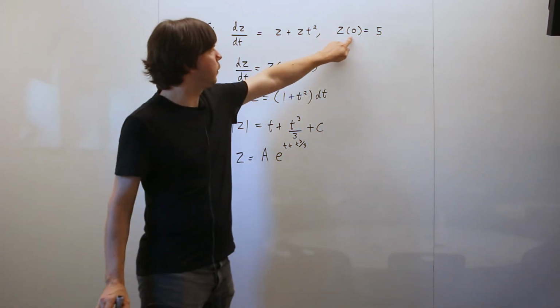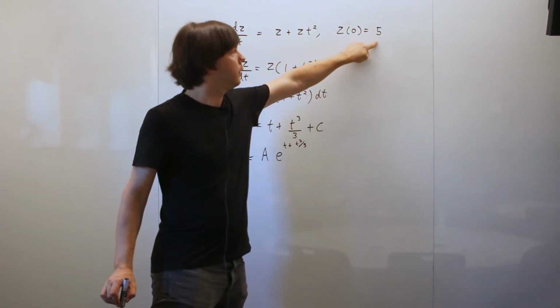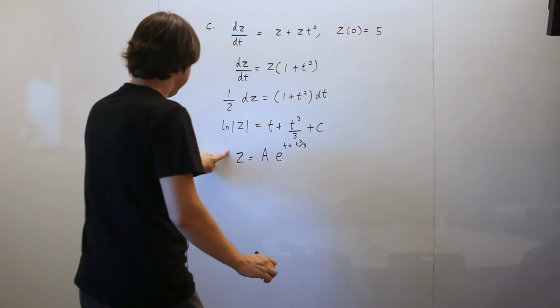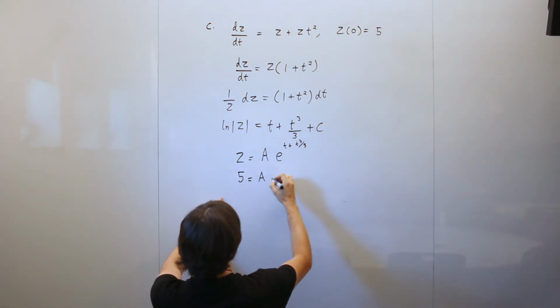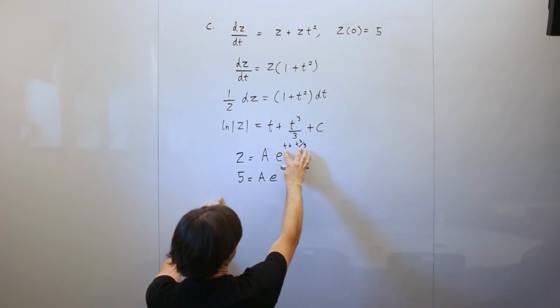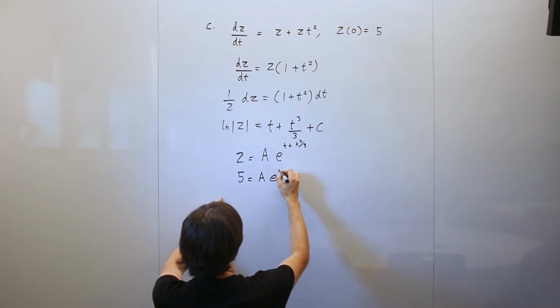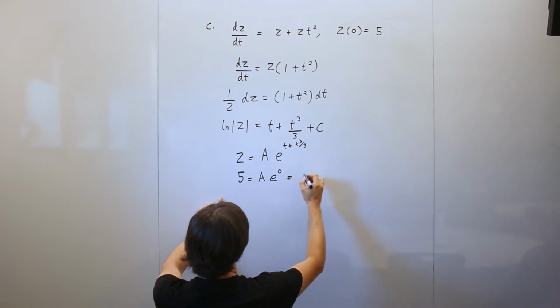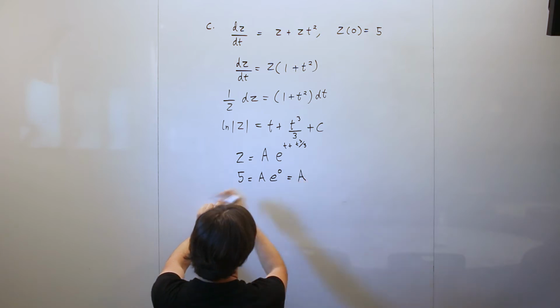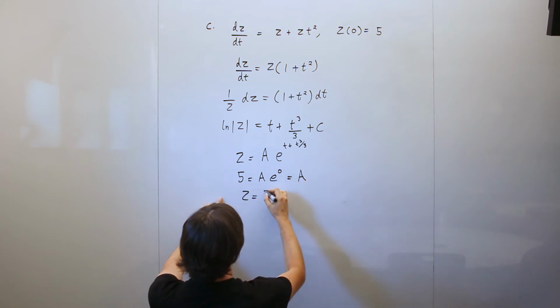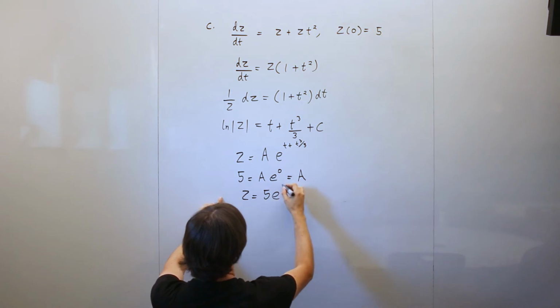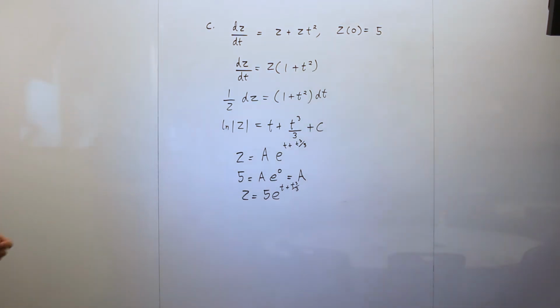When t equals 0, z equals 5. So for z, we swap out 5. Then we have a times e. Well, if t is 0, then all of this power is 0 as well. And e to the 0 is 1. So we have 1 times a. This gives us our solution. Z equals 5 exponential t plus t cubed on 3. Awesome. There we are.